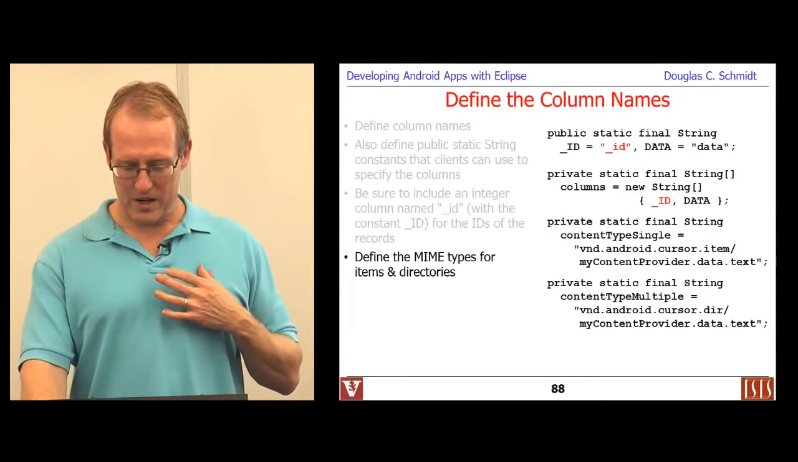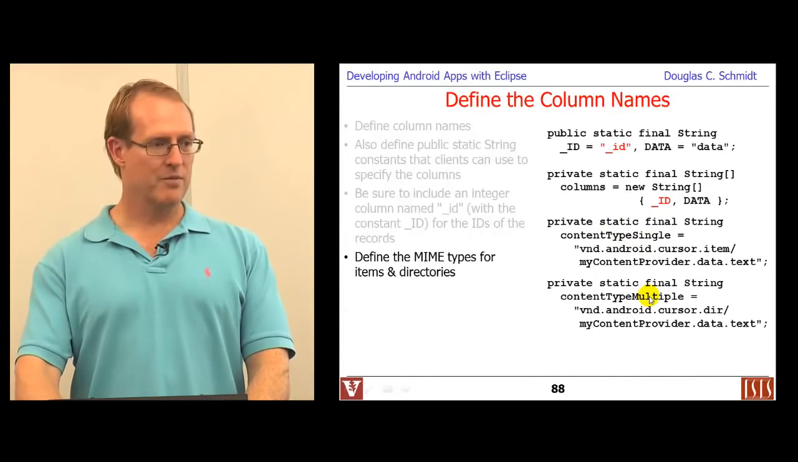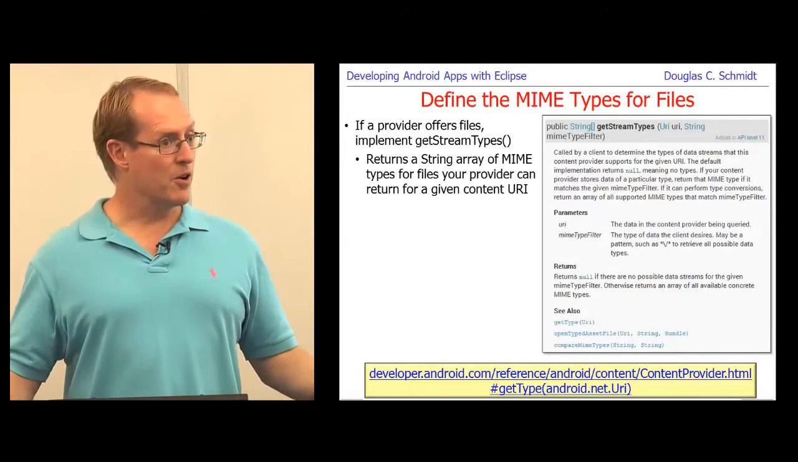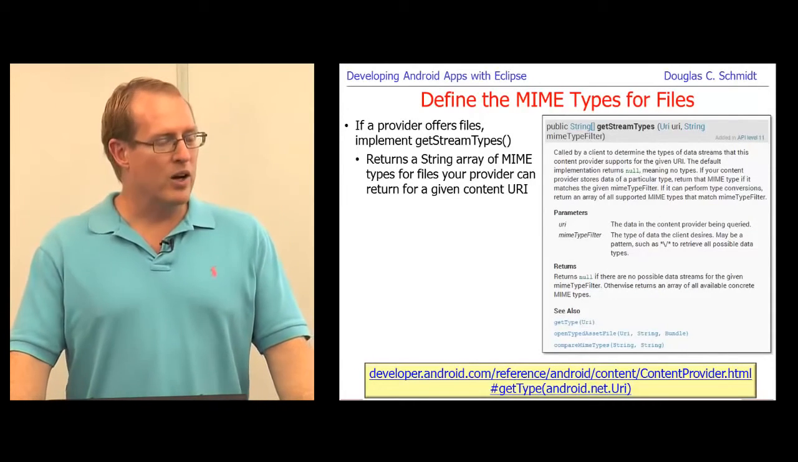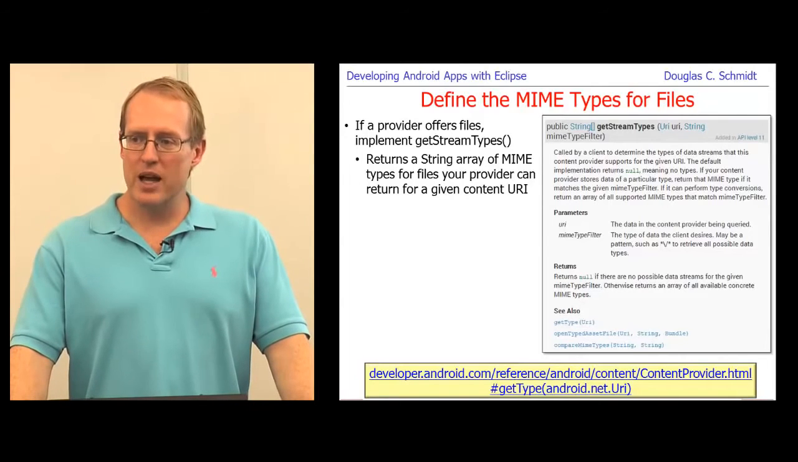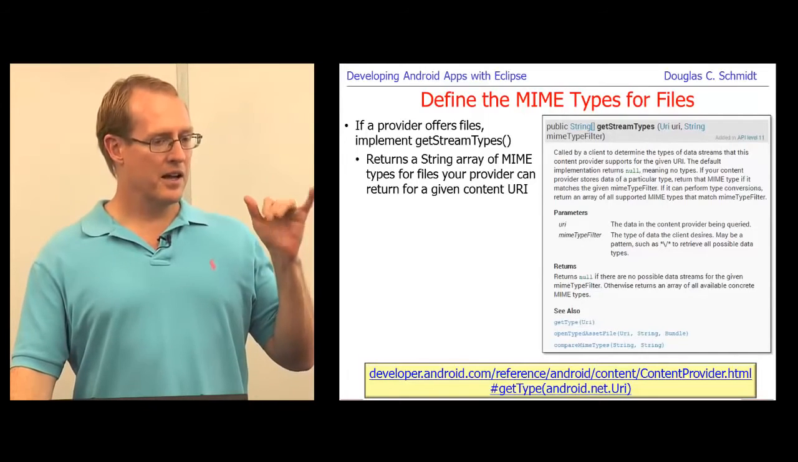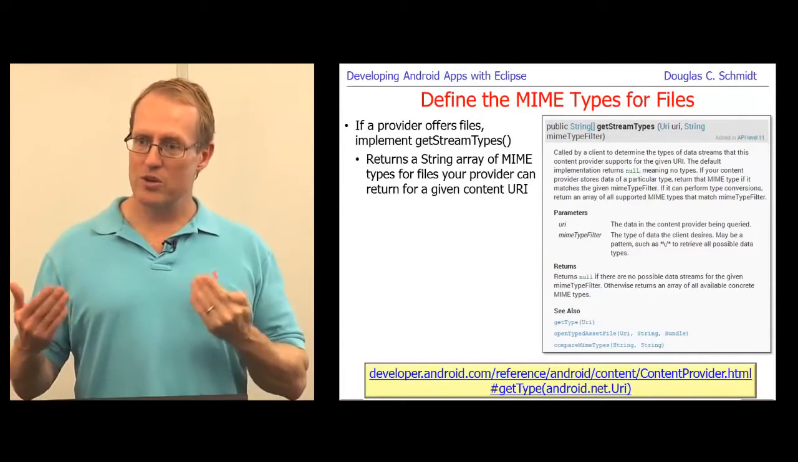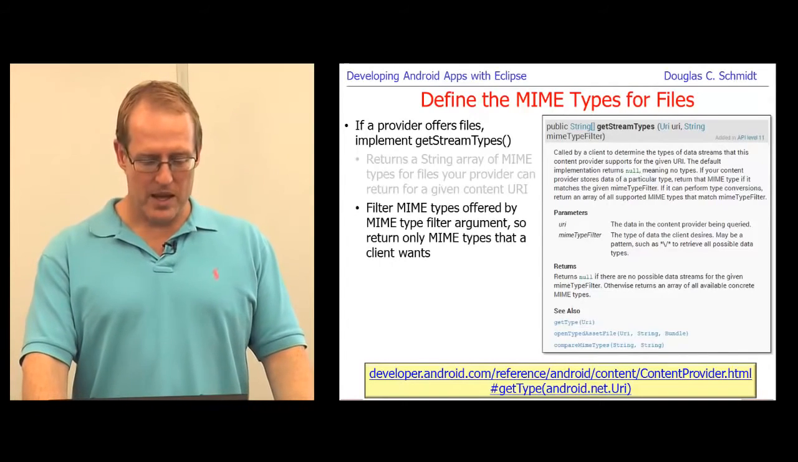And if you look back over here, you can see here's how we set this stuff up to indicate the content type for single items, the content type for multiple items. If your content provider exposes files, then you want to also implement this getStreamTypes method, which is going to give you back an array of strings of the MIME types for the files, so you can know what to do with the files that you get back. So it's basically a way to get insight into the type system.